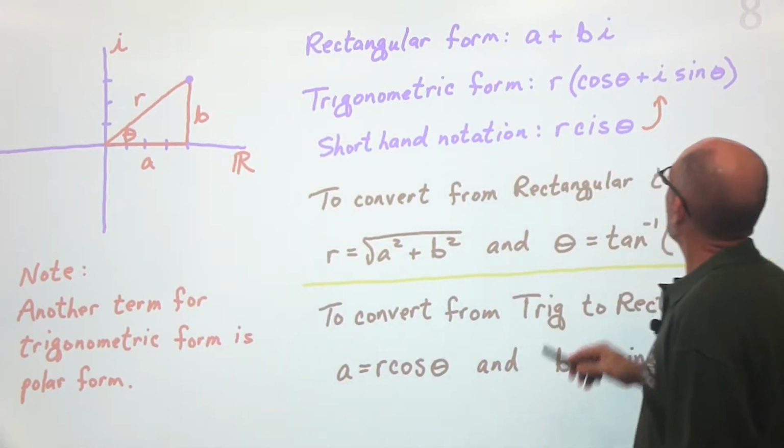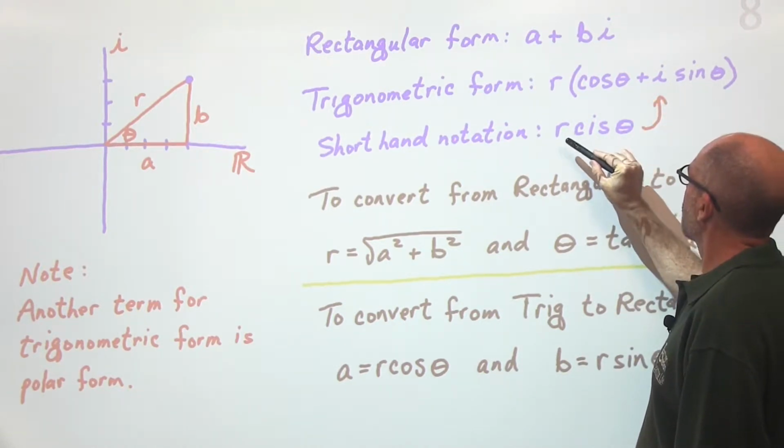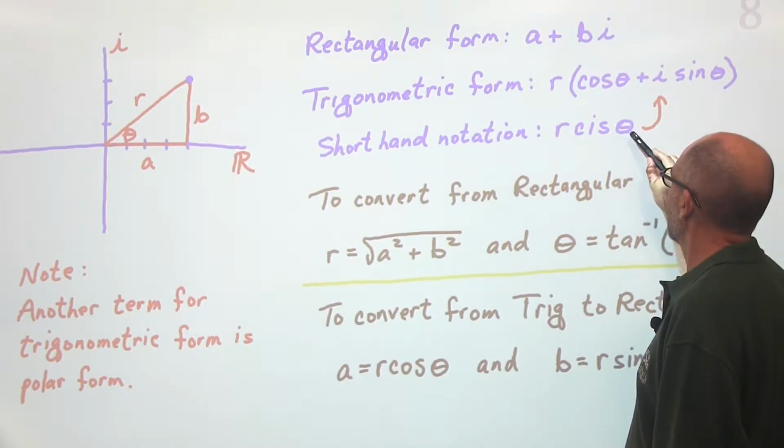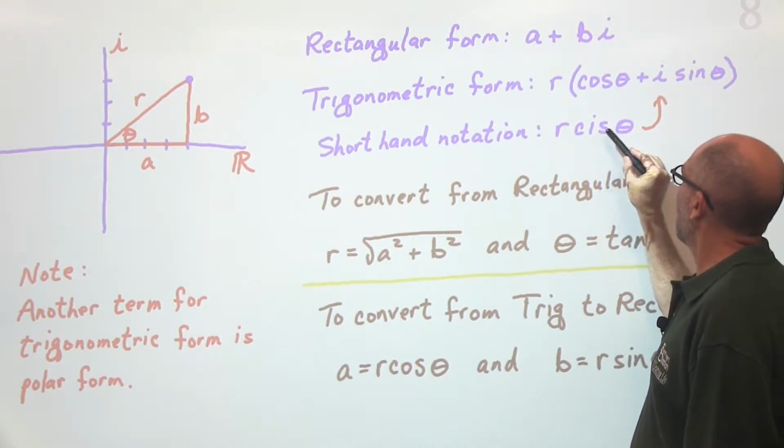Okay, now, we don't like writing cosine theta plus i sine theta, so we're just going to abbreviate it cis theta. r cis theta. And cis stands for cosine theta plus i sine theta.